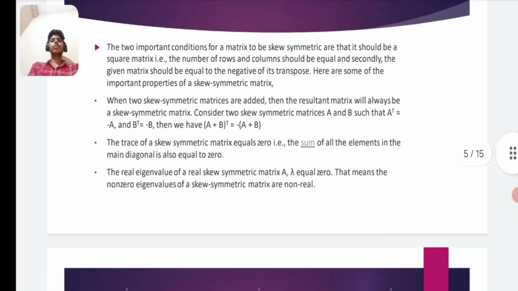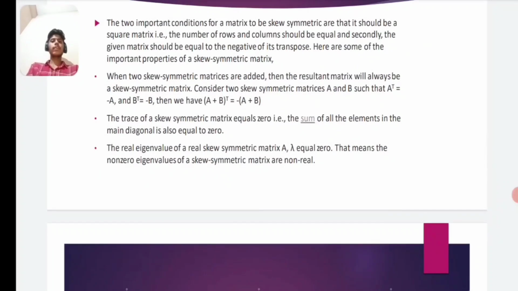Here are the properties of the skew symmetric matrix. The two important conditions for a matrix to be a skew symmetric matrix are: it should be a square matrix, that is, the number of rows and columns should be the same, and secondly, the given matrix should be equal to the negative of its transpose. Here are some of the important properties of a skew symmetric matrix. When two skew symmetric matrices are added, the resultant matrix will always be a skew symmetric matrix. Consider two skew symmetric matrices, A and B, such that A transpose is equal to minus A and B transpose is equal to minus B. Then we have (A plus B) transpose is equal to minus (A plus B).